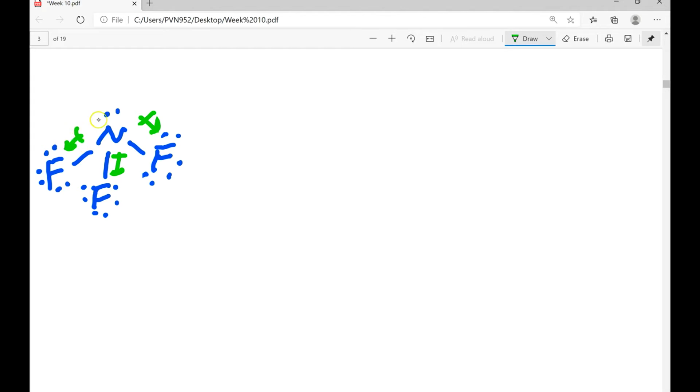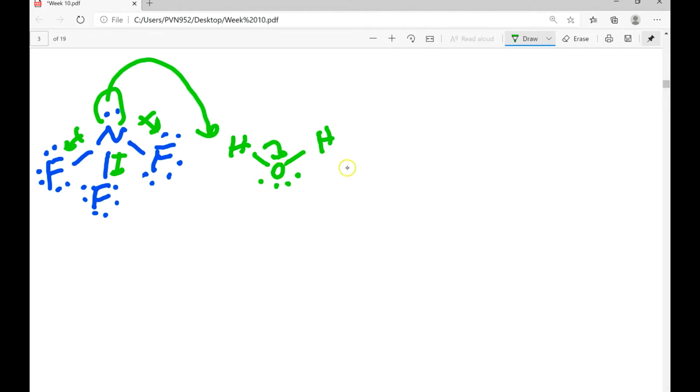So what you can think about is that lone pair being pulled toward those fluorines. That's making that lone pair less basic. So when we try to pick off a hydrogen atom from H2O, it's going to be harder in NF3 versus NH3. And the reason behind that is because of an inductive effect.